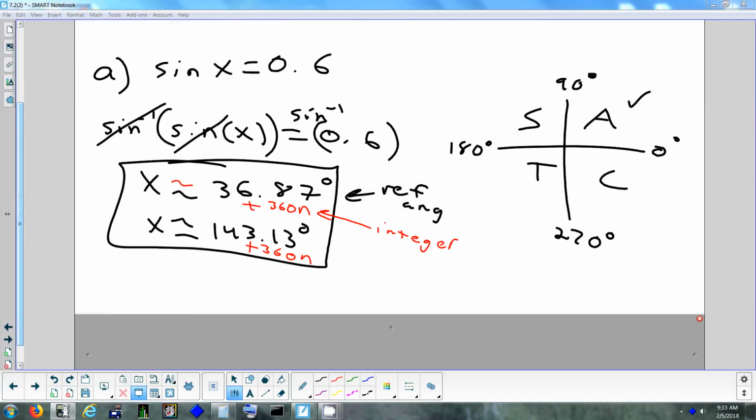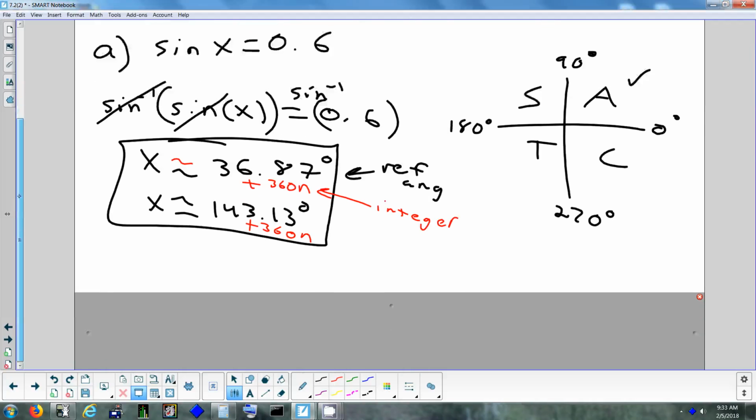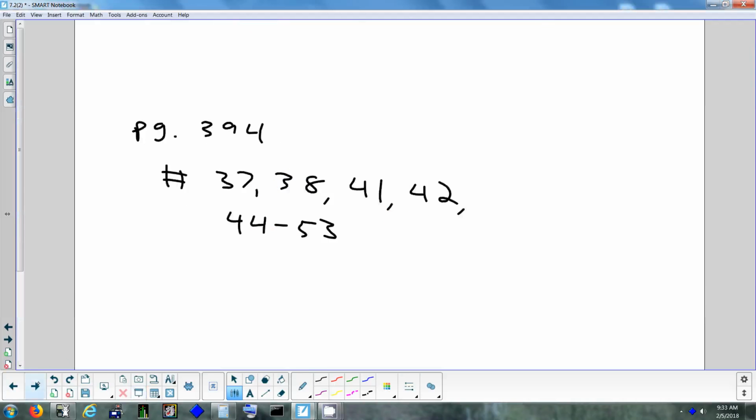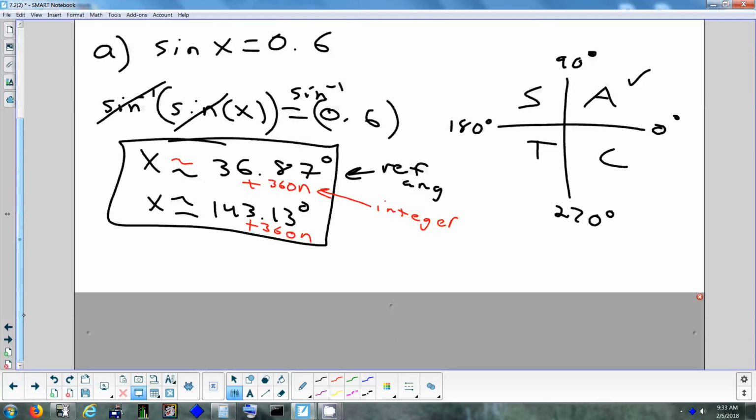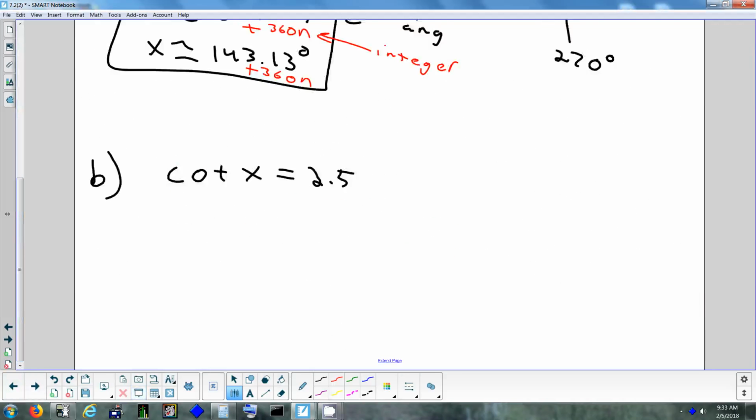Okay. Any questions on that one? All right, so let's finish up with this one. So I want to know where the cotangent of x equals 2.5. And this one, we'll just do graphically.